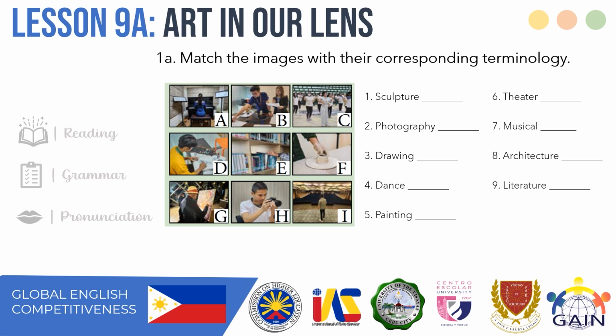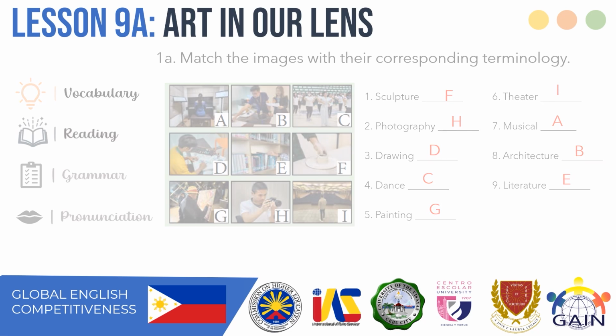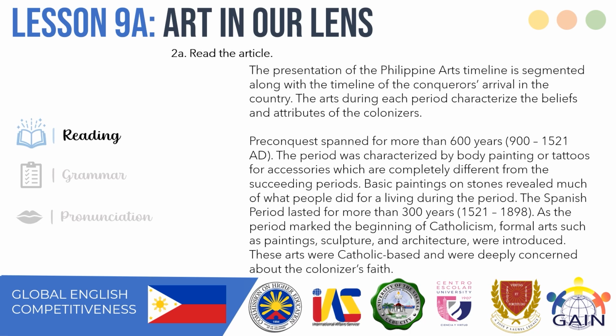Now for our first activity, match the images with the corresponding terminology. For example, in number 1, sculpture. The correct answer here is letter F. Now pause the video and answer items number 2 to 9. Now here are the correct answers. Were you able to identify all of them?